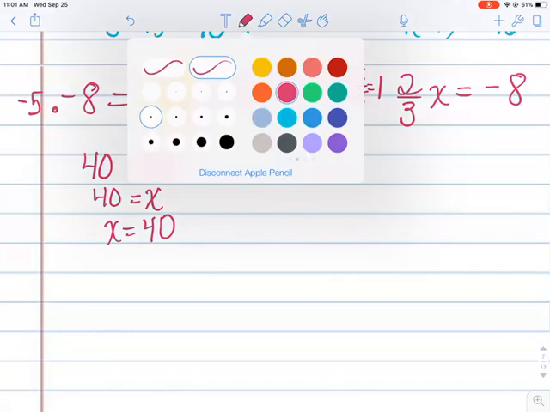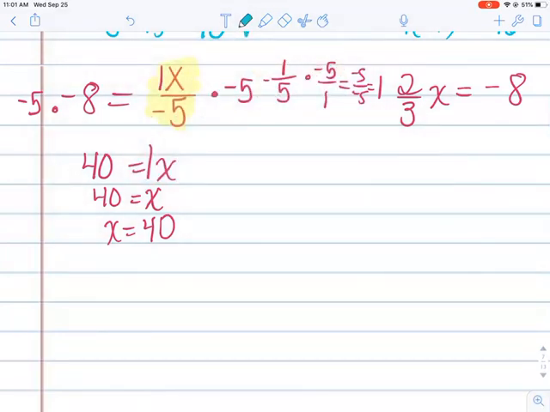And again, you can check it, right? So we can plug our answer back in. -8 equals, instead of x divided by -5, we would do 40 divided by -5, and yes, indeed, that does equal -8.